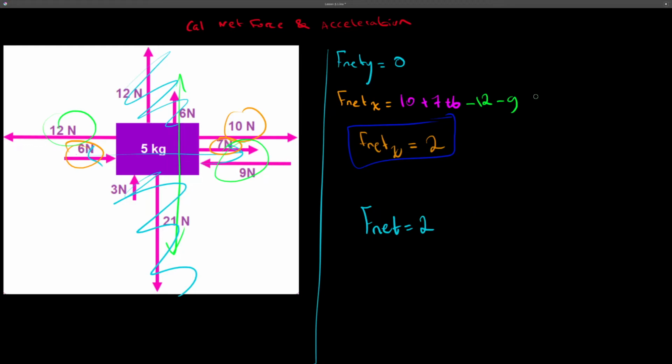Now, if you remember Newton's second law, you apply Newton's second law when an unbalanced force is acting on an object. And here there is an unbalanced force, right? F net isn't 0. So we can apply F net.